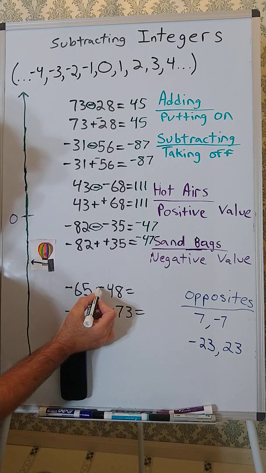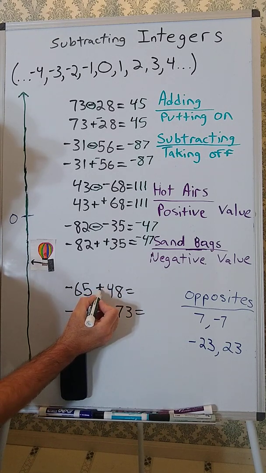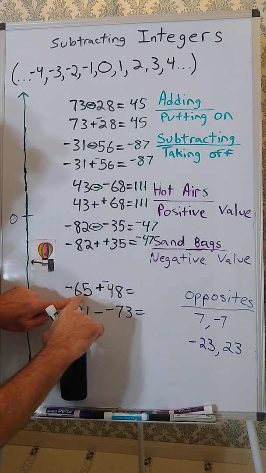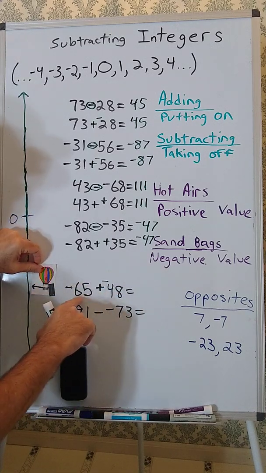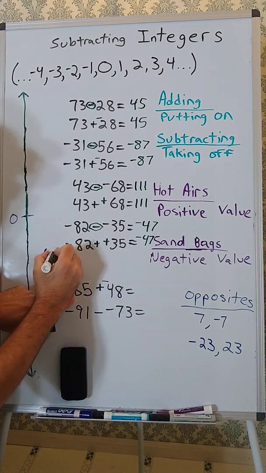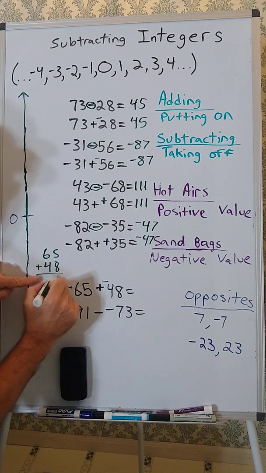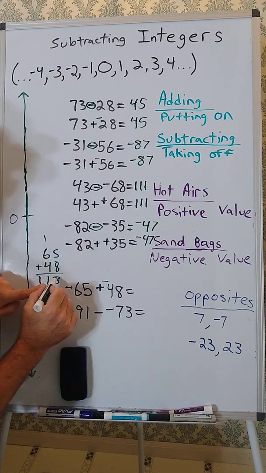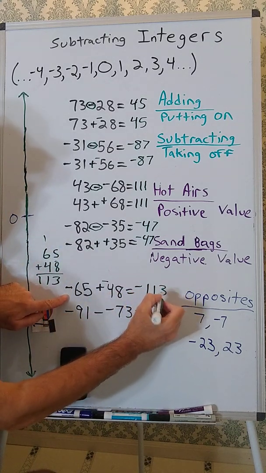So here we're subtracting 48 hot airs. That's the same as adding 48 sandbags. And so here you have sandbags plus more sandbags. So the balloon's at negative 65. It's going to go down further, 48 further. So it's 65 below zero, and now it's going to go 48 more below 0. So it's going to be a total of 113 units below 0. So this is going to end up at negative 113.